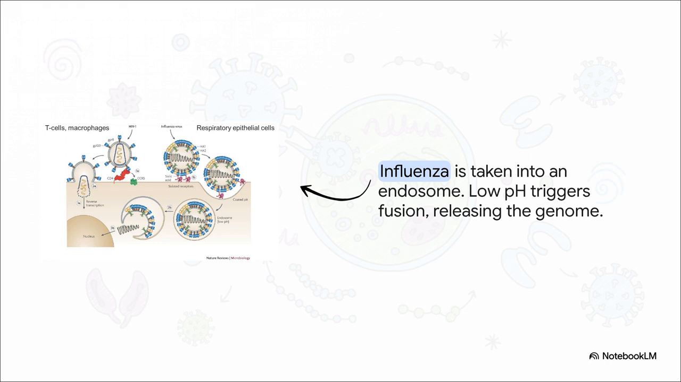And that drop in pH, that's the signal. It's the trigger the virus was waiting for. It causes a massive shape change in the viral fusion proteins, and they spring into action, fusing the viral envelope with the endosome's membrane. And just like that, the viral genome is released into the cytoplasm. It's just a beautiful example of a virus exploiting a totally fundamental cellular pathway for its own ends.